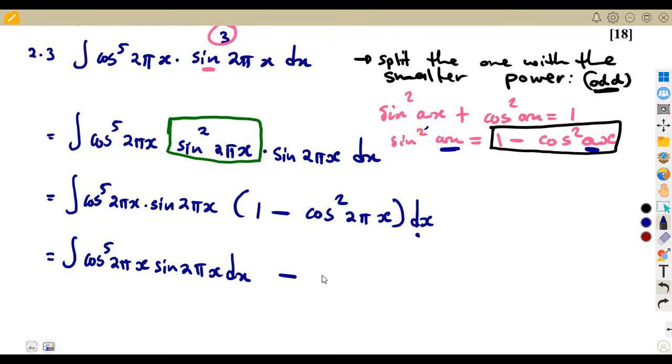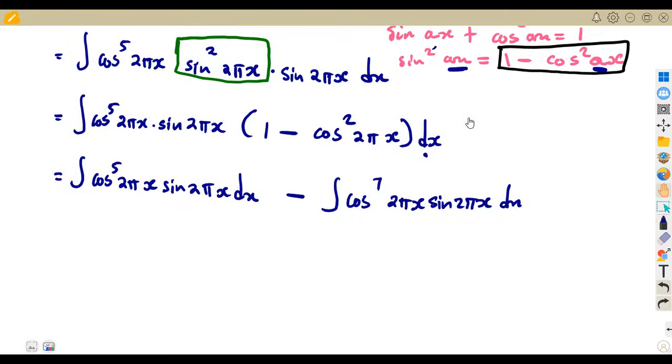So it is going to be minus the integral of, we multiply these together. A cos and a cos, when multiplied, we add the exponents. So it is going to be 5 plus 2, which is 7. So it's going to be cos to the exponent of 7 of 2 pi x. Then sine is just going to remain as it is, which is sine 2 pi x with respect to x, like that. So this is where we are, and we are supposed to integrate this part that we are at.